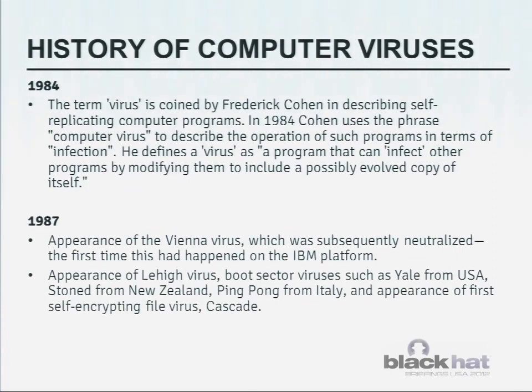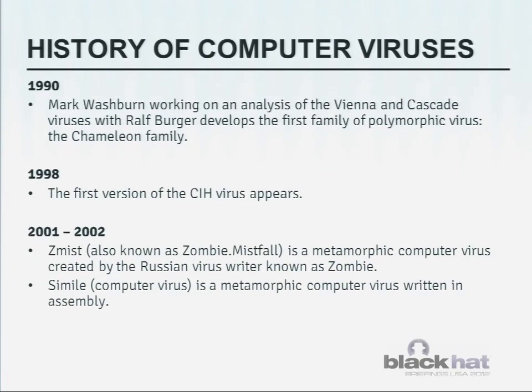It would take a few years before we would start seeing more complex viruses, with Vienna, the first IBM platform virus, and then with the Lehigh virus and a collection of boot sector viruses such as Yale, Stone, and Ping Pong, and then the first self-encrypting virus called Cascade. In 1990, Mark Washburn worked on analysis of the Vienna and Cascade viruses and generated the first family of polymorphic viruses, the so-called Chameleon family.